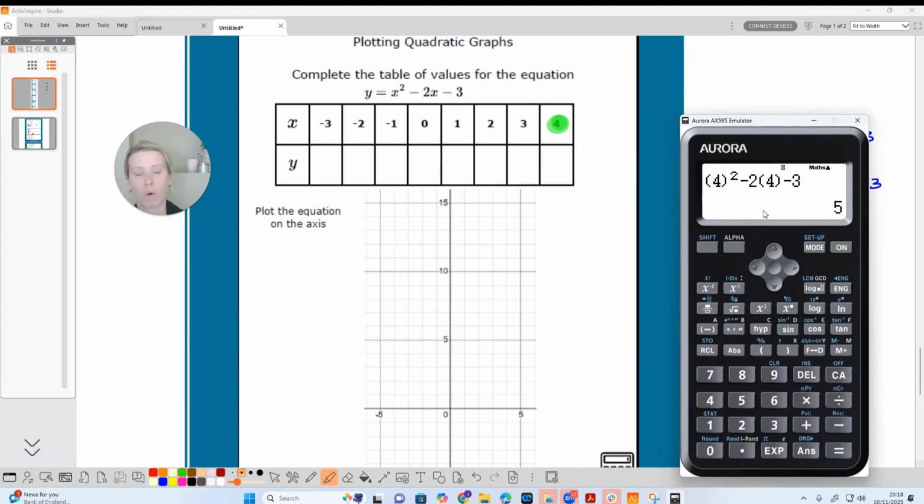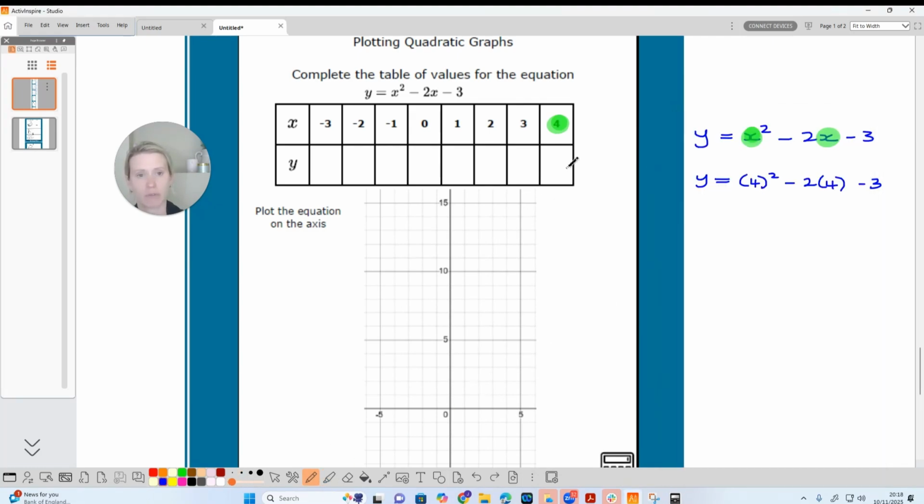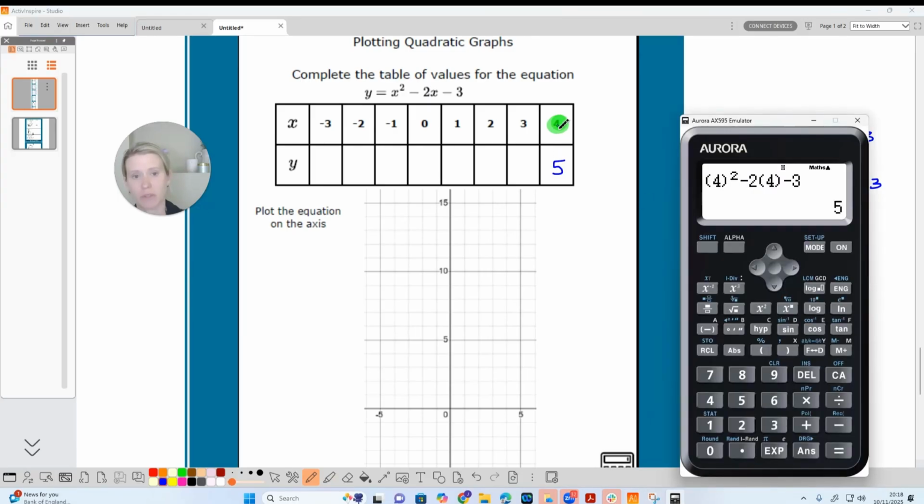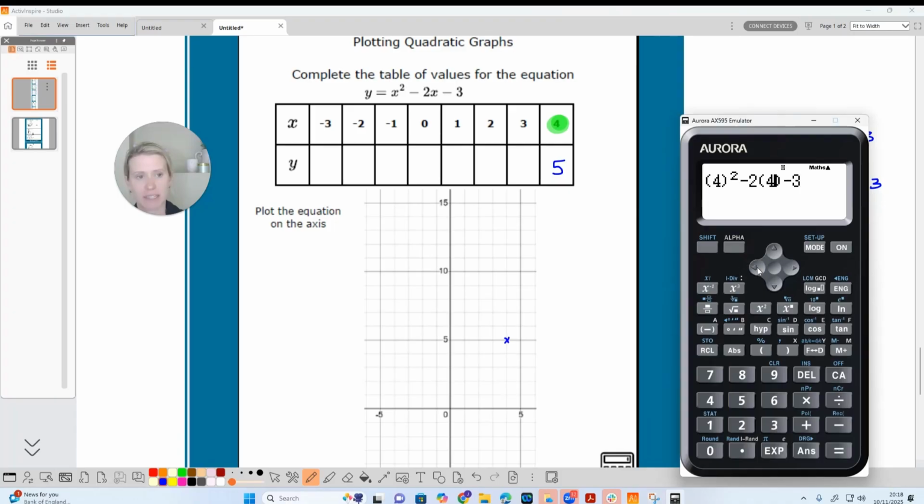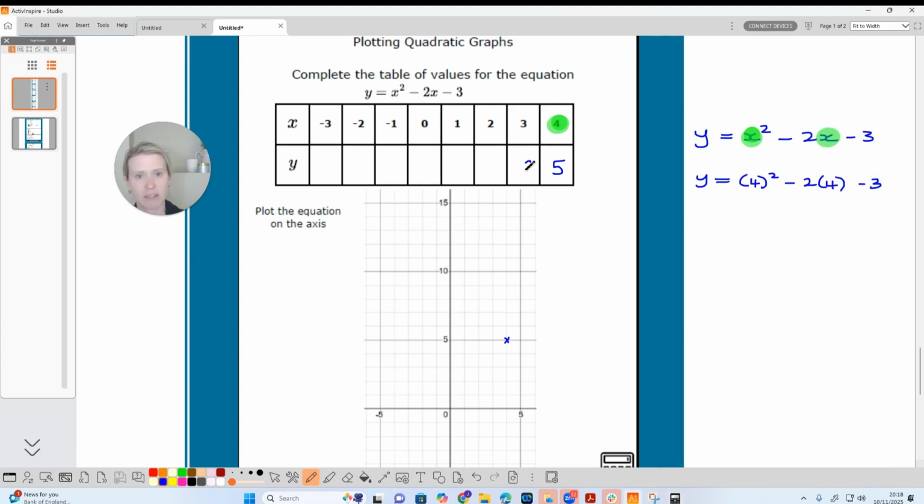So the first one there, y is 5 when x is equal to 4. Now, from that I've got a set of coordinates. The coordinates are when x is 4, y is 5. So I can go along when x is 4, y is equal to 5. And the next one we're going to do the same for 3. Now, the beauty of having it in brackets as well is that you can just quickly replace the number in the brackets with the new number that you'd like. Okay, so when x is 3, y is 0, the coordinate is 3, 0.